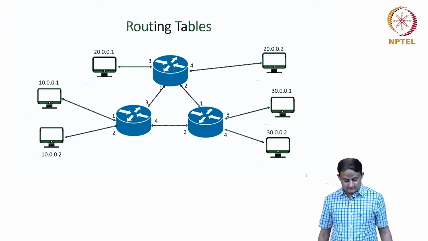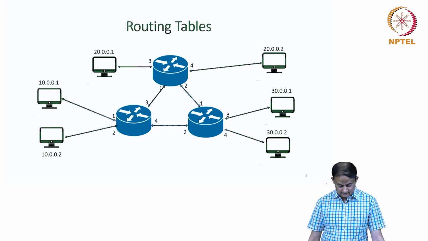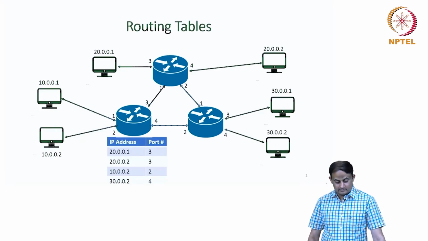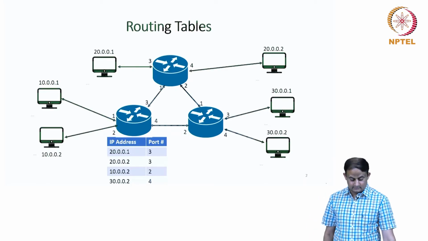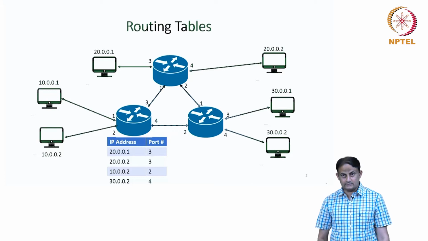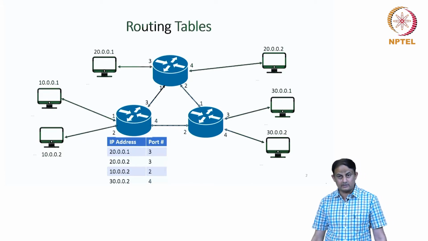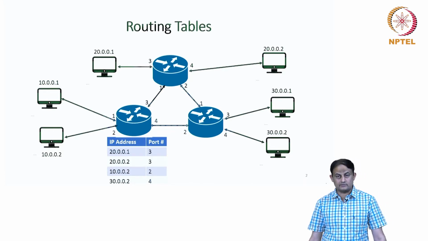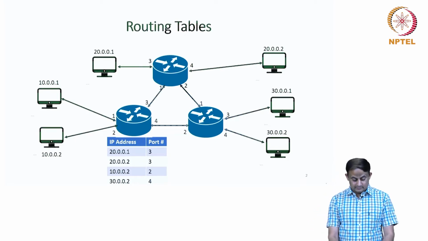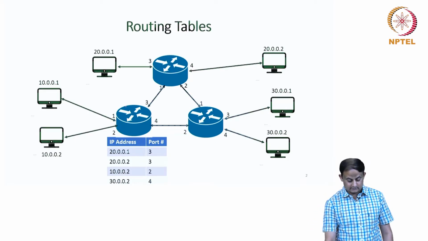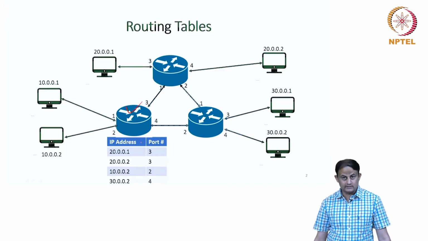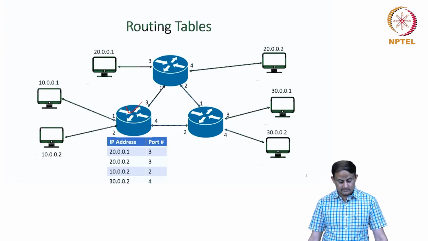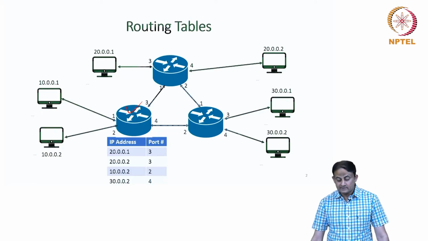There are three routers and some computers connected to each other. Every router in fact has a routing table, and here is the router number 2 with its routing table, which has the destination IP address and the corresponding port number on which the packets have to be forwarded. So, if this router receives a packet with the destination IP address 20.0.1, it needs to forward the packet on port number 3.